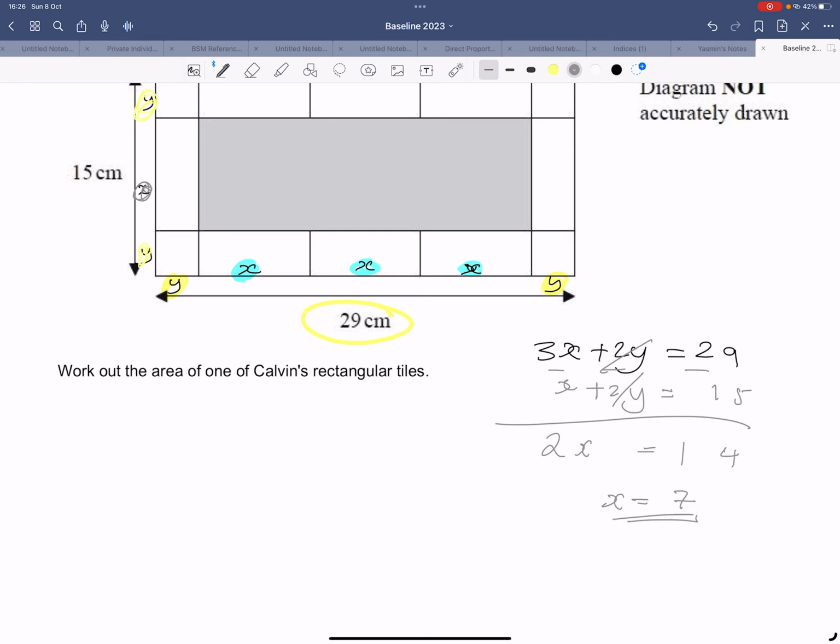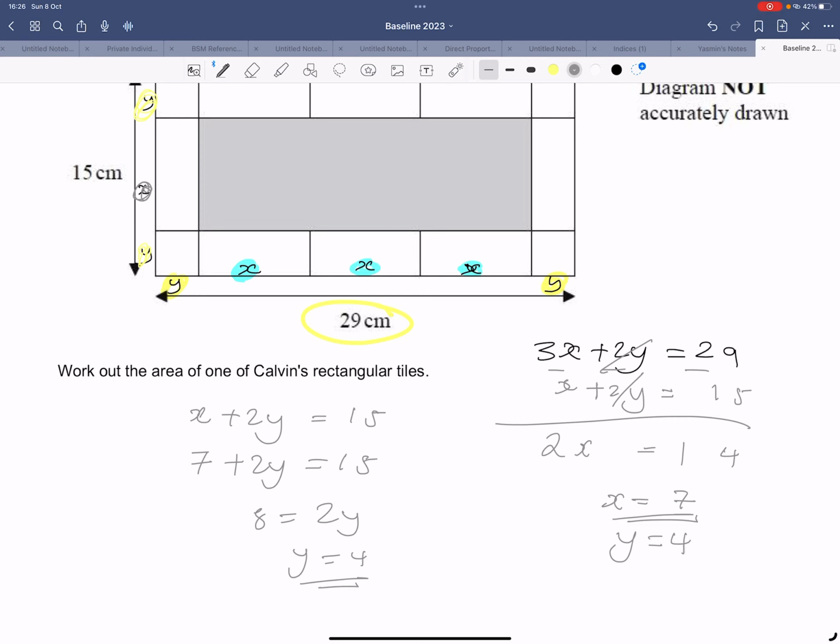Now to get y, we can choose any equation. So x plus 2y equals 15. I have x is 7 now, I can replace it. And I can do 15 subtract 7, it's going to give me 8 equals 2y, so y equals 4.